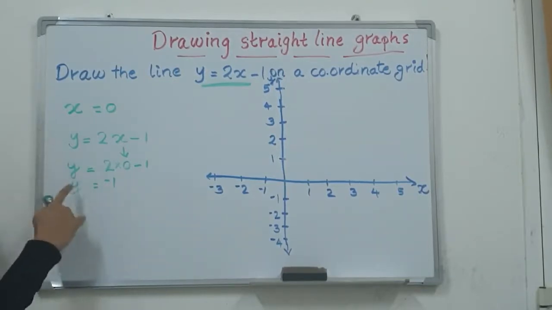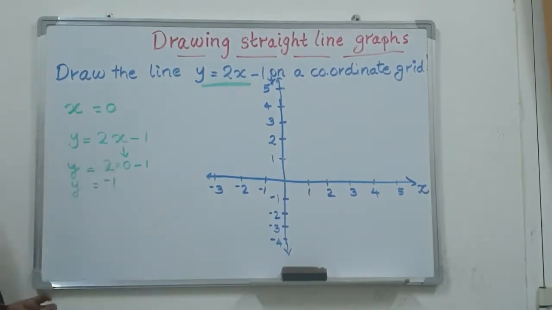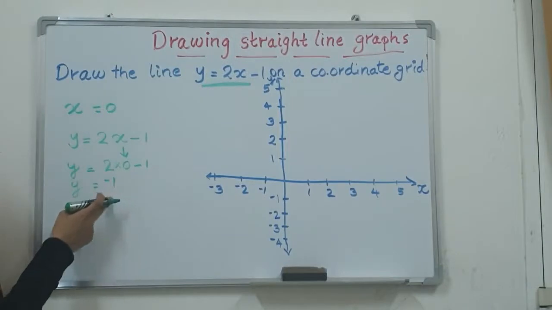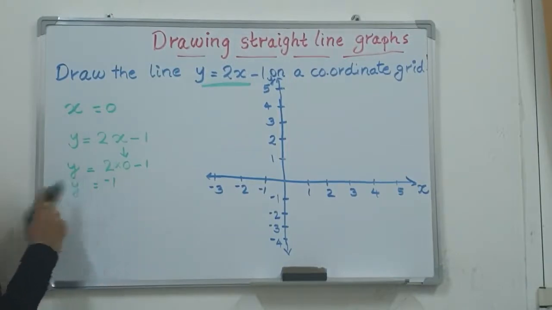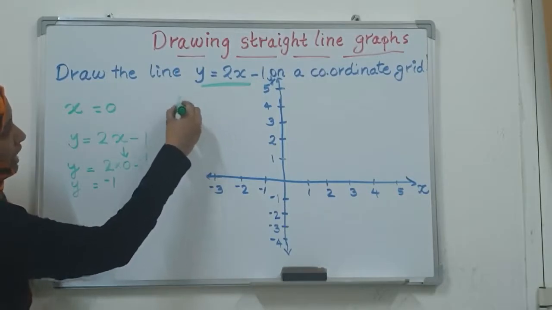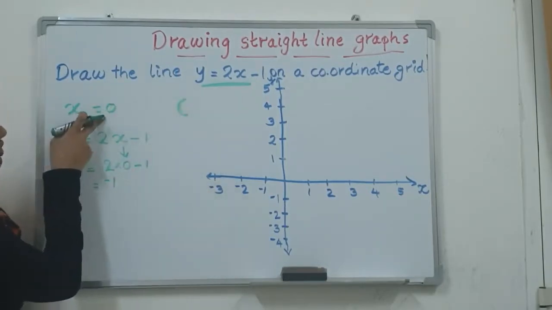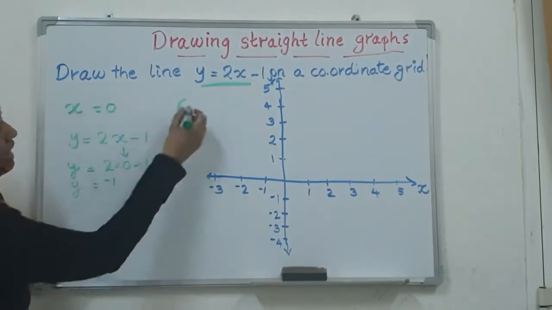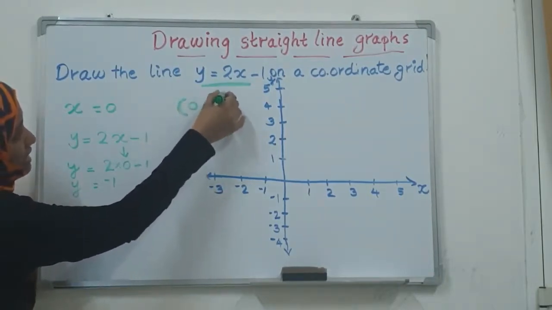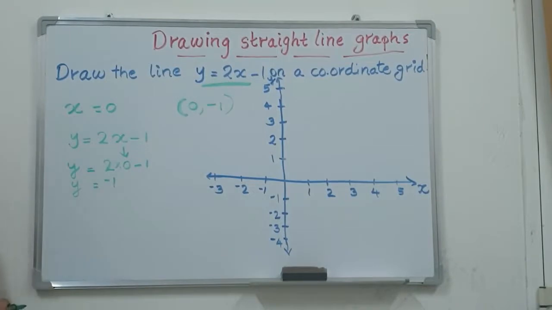So this is the way you choose the values of x and y in the coordinate. Here x is 0 and the y coordinate is negative 1. So let's take the first coordinate point, which is 0 and negative 1. So I have got one point.